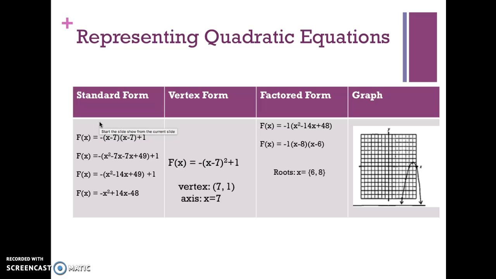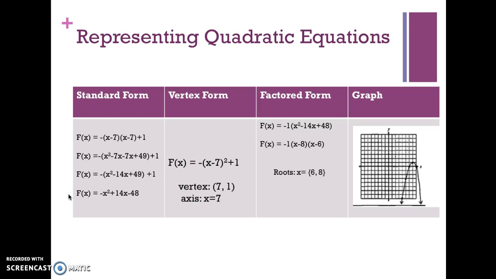Our last one for this part of our video is going to be this equation, where the function f(x) equals -(x - 7) times (x - 7) + 1. We're going to go ahead and find the perfect square. So we're going to get it into a quadratic equation where x² - 7x - 7x. When you take -7 times -7, you're going to get a positive 49. So we have -(x² - 14x + 49). We set it up like that so we could get our quadratic equation. And then we have plus 1.